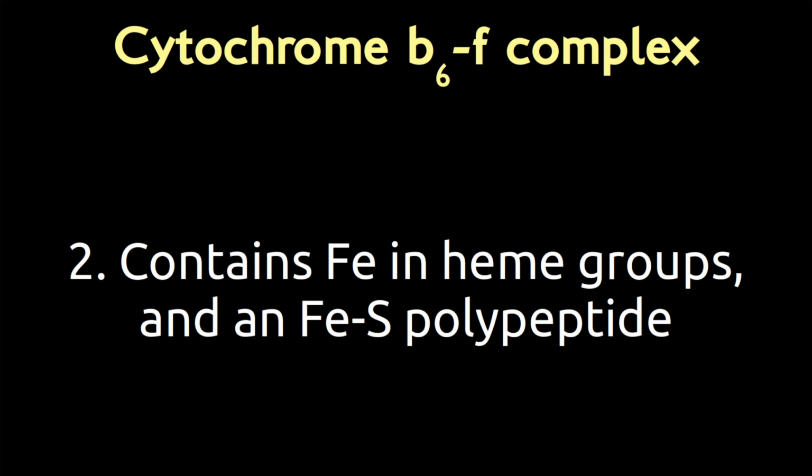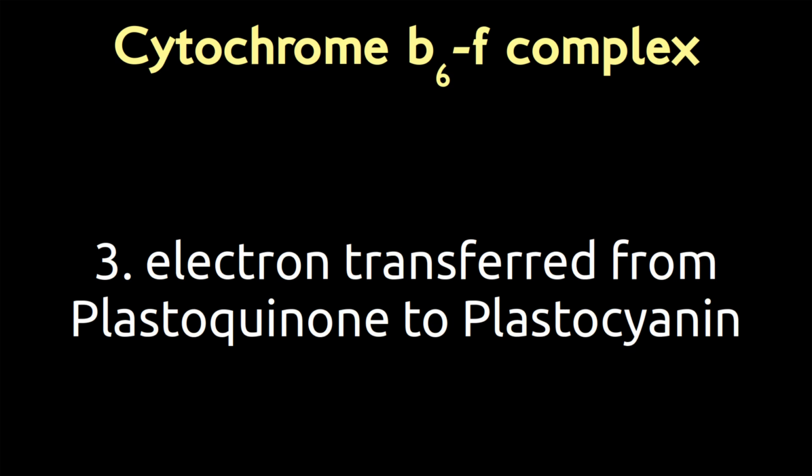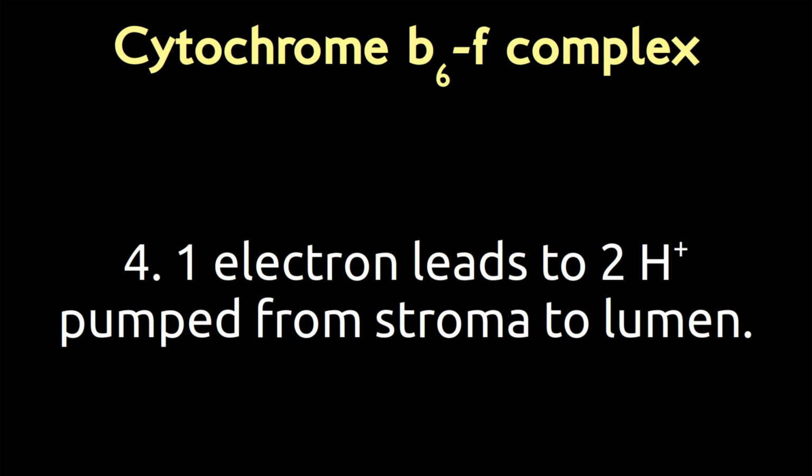Okay, there we go. So like the other cytochromes that we've seen, and because it has two layers, we have two heme groups. Both of them contain an iron. That's going to allow it to pick up and conduct these electrons, but it also has another polypeptide that has an iron sulfur center in it, like another iron bound to a sulfur. And then it transfers its electrons from plastoquinone to plastocyanin. As it does this, it's going to then pump protons across the membrane.